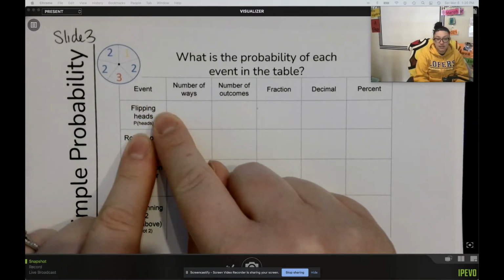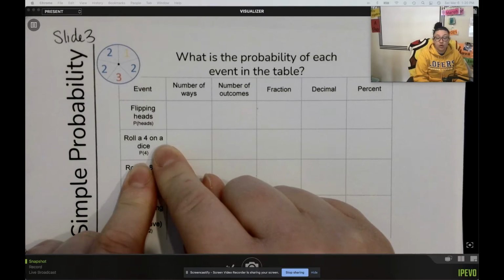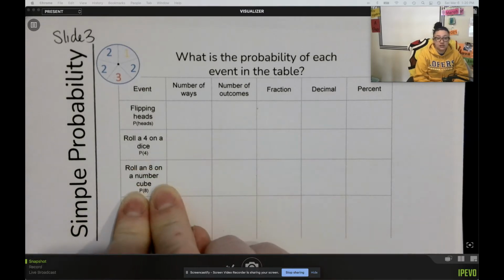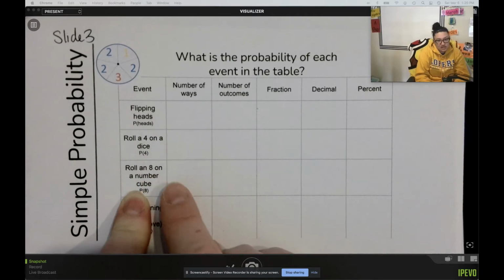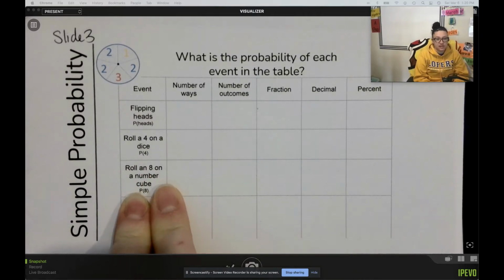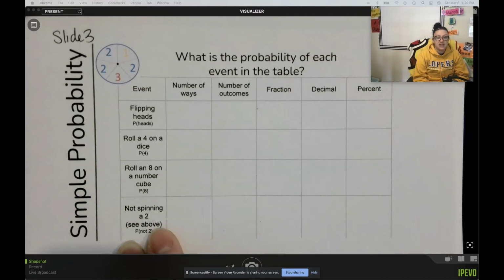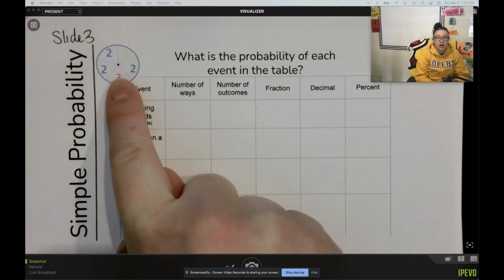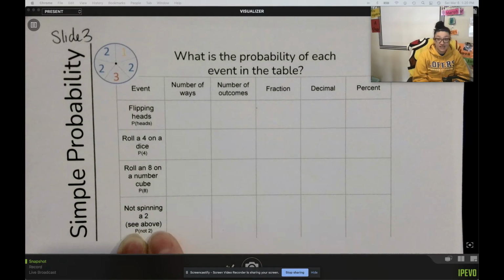We're going to look at flipping heads on a coin, rolling a 4 on a dice, rolling an 8 on a number cube. A number cube and a dice are the same thing, just another word that they use sometimes on math tests for it. And then not spinning a 2 on that spinner. So that's like a complement. We're trying to not do something. We're doing the opposite of something.